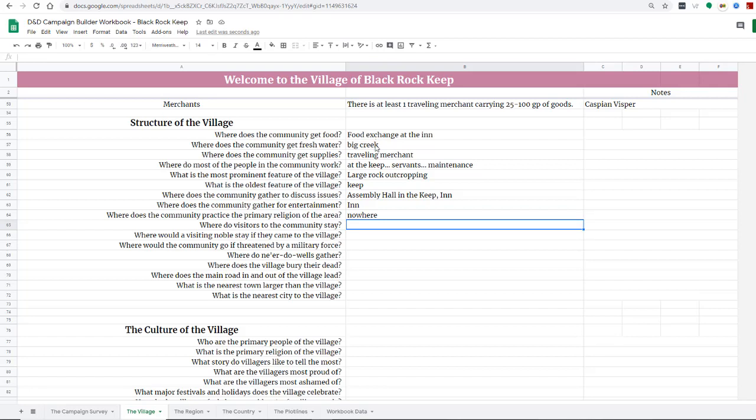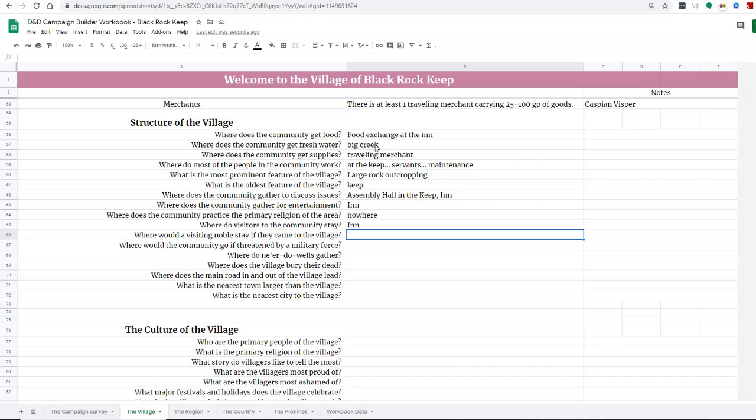Where do visitors to the community stay? Now again, most tiny towns, tiny villages don't have an inn. This one does. So visitors to the community are going to stay at the inn. But we're going to say this is a really limited inn. It has 2 rooms. So it's not the most comfortable, not the most spacious, not the most luxurious. But this is where, like the merchant, when he comes to town, stays at the inn.